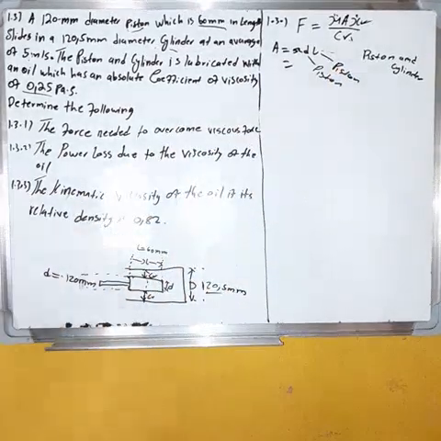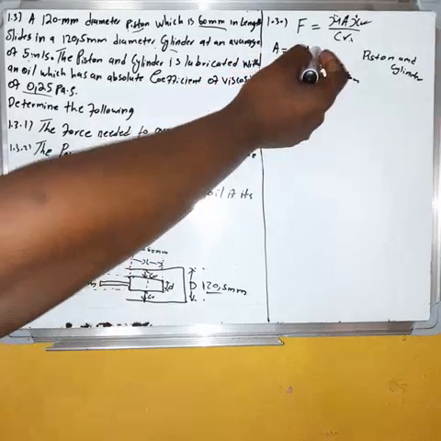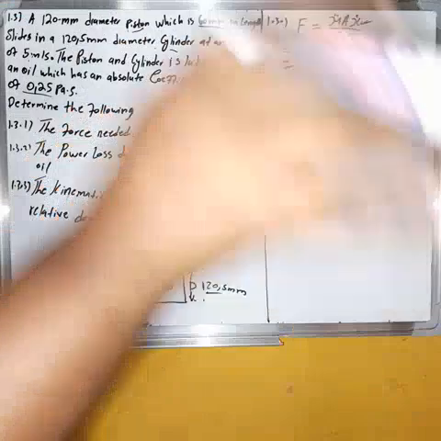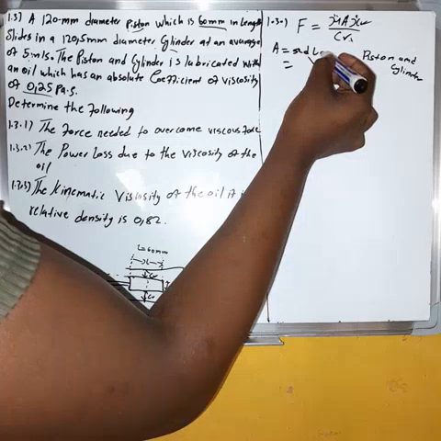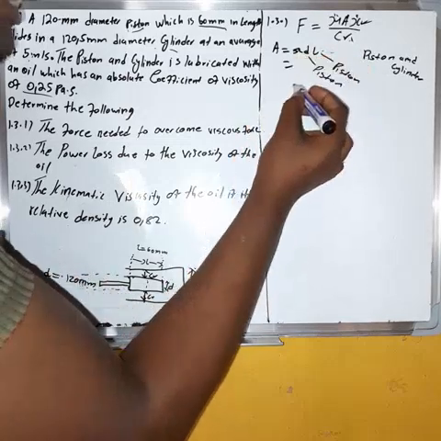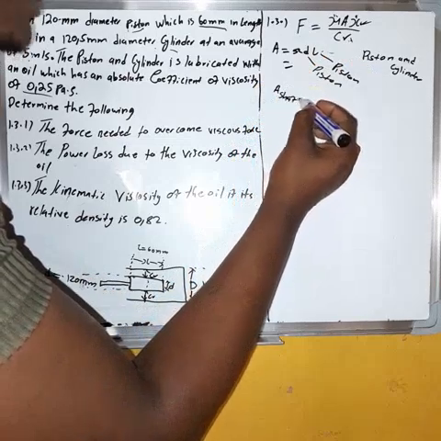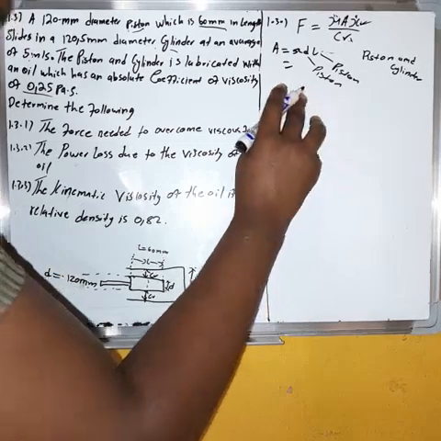When we are dealing with the cylinder and the piston, when you're calculating the area, the length and the diameter must be of the piston. But when we're dealing with a shaft, this length won't be the length of the shaft. If we're dealing with the area for a shaft, we're given what?